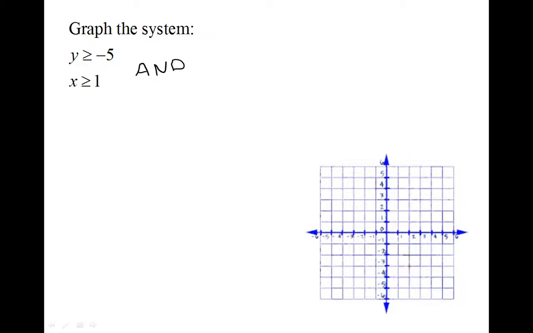Okay, so that means that once we graph each of these inequalities, we need to see where they overlap, okay? That will be the solution, okay? And "and," recall, is the intersection of these two, okay? I'll write the word intersection, if I can spell it.